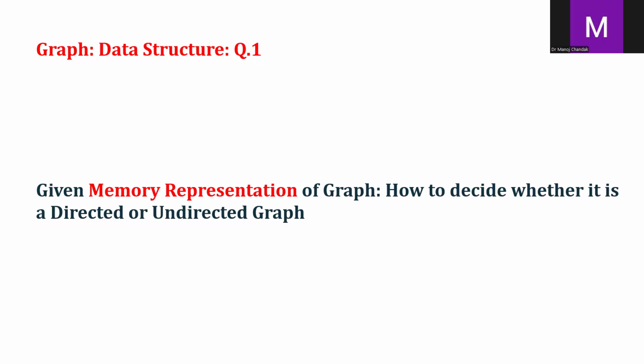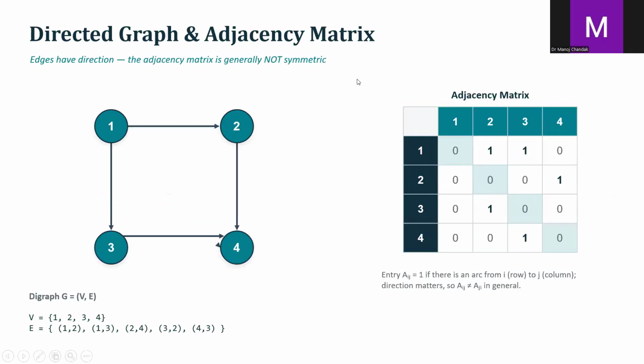So the first question is, given a memory representation of a graph, how to decide whether this given graph is a directed graph or an undirected graph. Here the question basically revolves around memory representation. We know that there are various memory representations like adjacency matrix, adjacency list, and adjacency multilist. So here we are using the adjacency matrix idea.